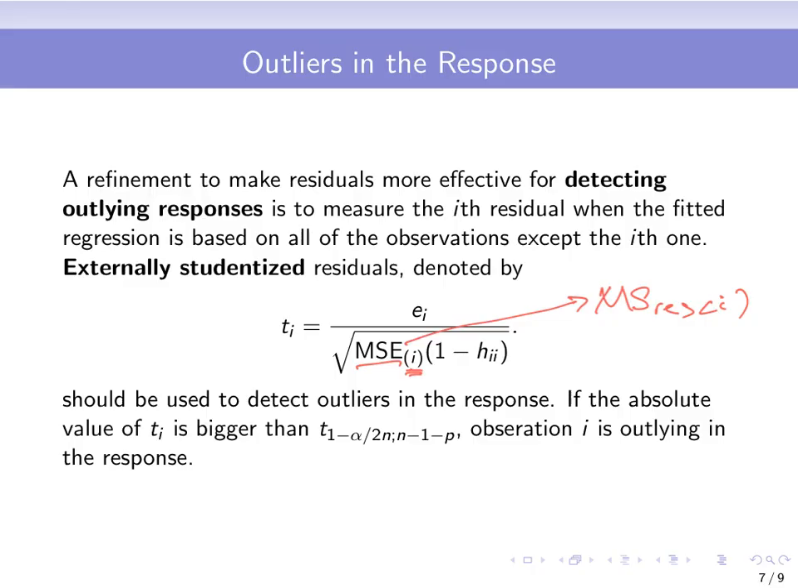So the externally studentized residuals should be used to detect outliers in the response, and they actually follow this t distribution over here. The way we do it is kind of like a critical value approach. If the absolute value of your externally studentized residual is bigger than this value, based on the t distribution, then observation i is outlying in the response.